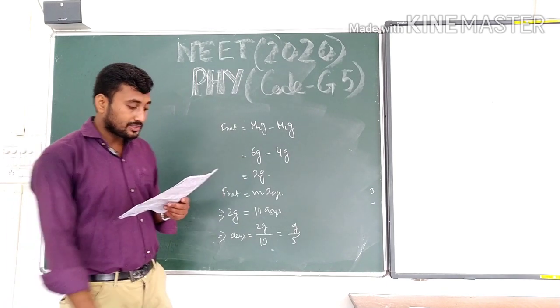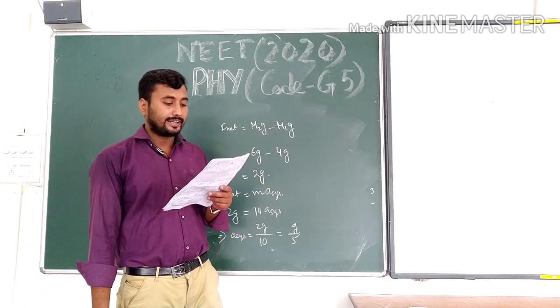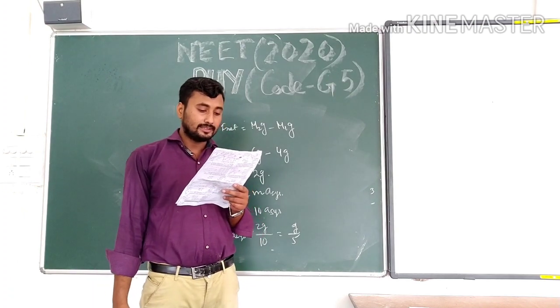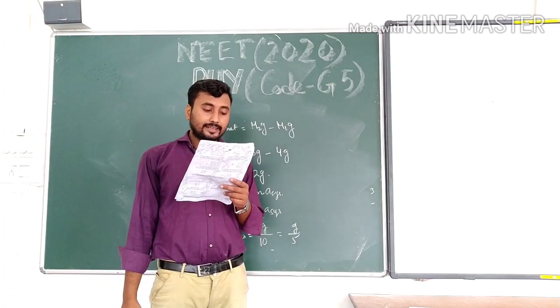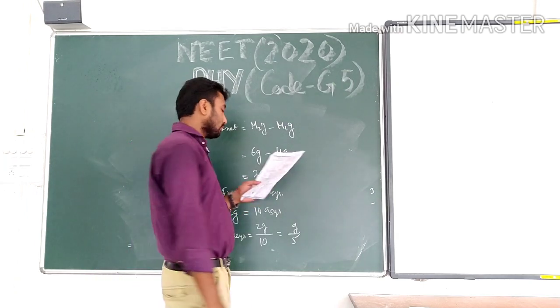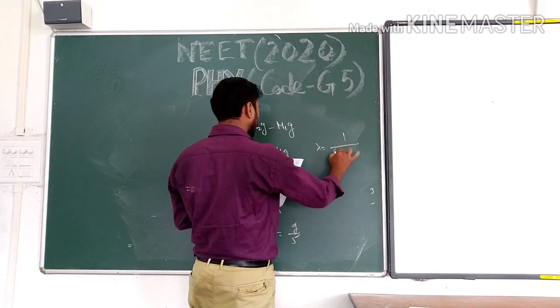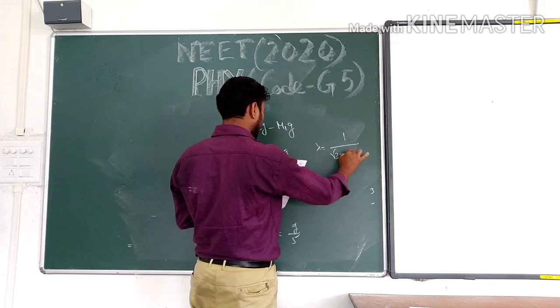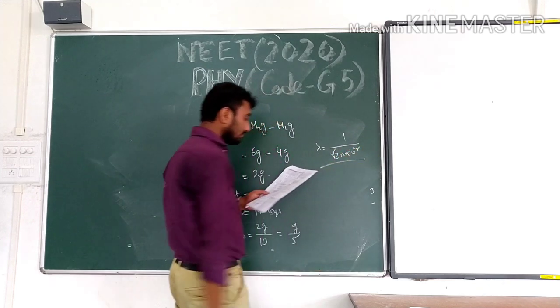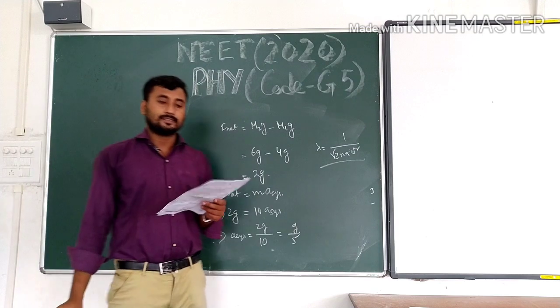Next question, 157. The mean free path for a gas with molecular diameter d and number density n can be expressed as. So the mean free path lambda will be 1 by root 2 pi n d square. Option 1 is correct.